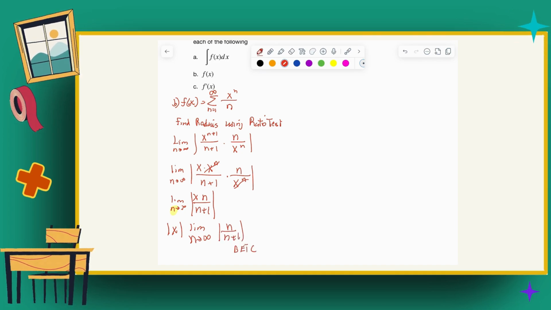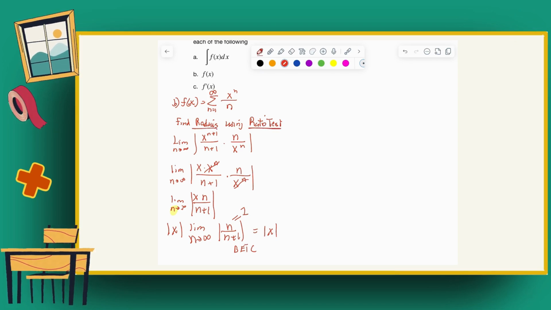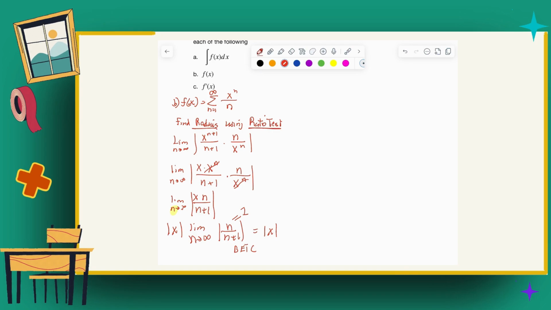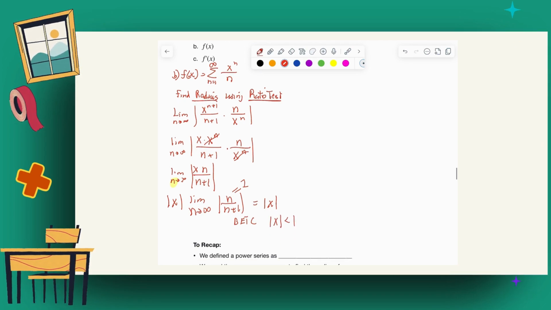We know that the degree of our numerator and degree of our denominator are the same, and so that is equal to 1. 1 times the absolute value of x is the absolute value of x. Now the ratio test says it converges when that is less than 1. So our radius is going to be 1.